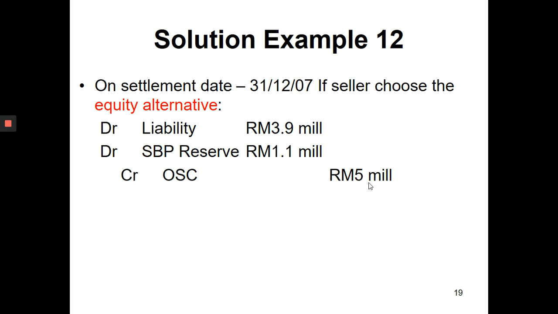Kalau equity settle kan kita bayar according to the fair value of the goods and services, which is harga building lah. So bila kita bayar, kita akan bagi dia shares lah. Shares harga building ni kan 5 million. So kita credit ordinary share 5 million, then debit liability, debit share based payment reserve ni sebab apa? Sebab kita tutup lah account dia. So kita dah tak berhutang dengan dia dalam bentuk tunai 3.9 dan debit reserve kita 1.1. Okay.